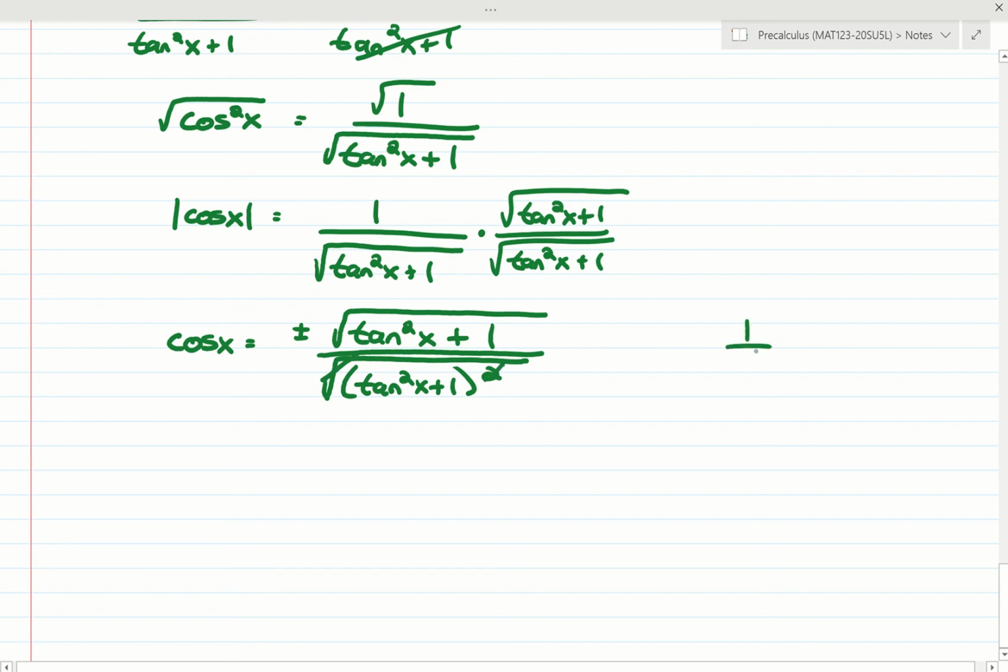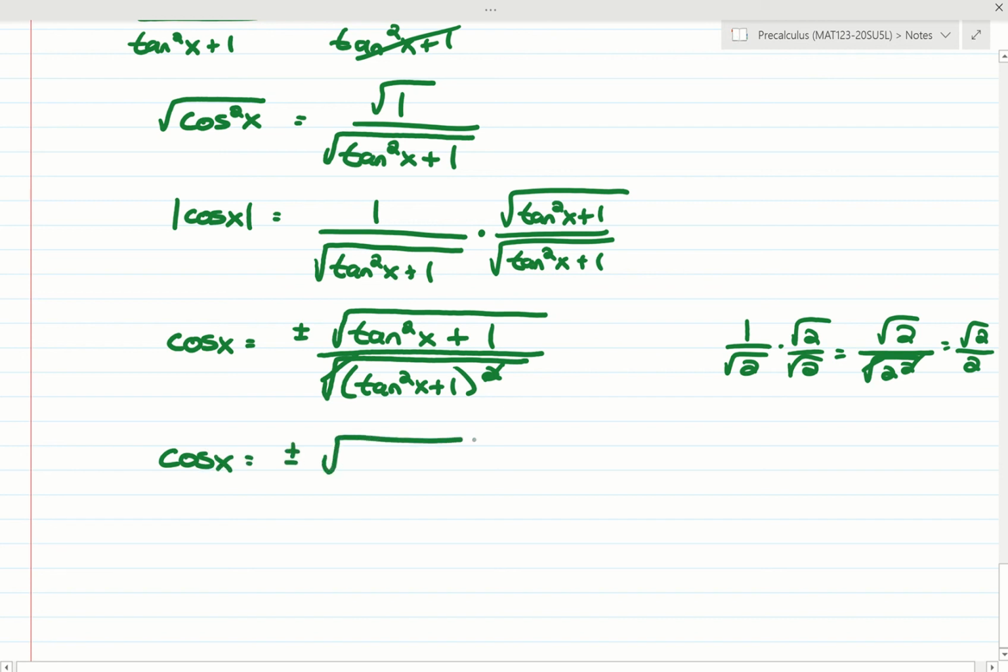It's just like what happens when we have 1 over the square root of 2. You'd rationalize by multiplying by the same root over itself, right? You'd have the square root of 2 squared and these cancel. It's the same idea, we're just using trig functions. So our final answer would just be the cosine of x is equal to plus or minus the square root of tangent squared of x plus 1 over tangent squared of x plus 1. That's how you do it.